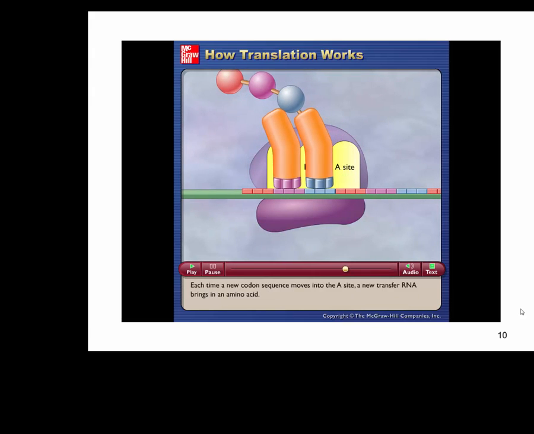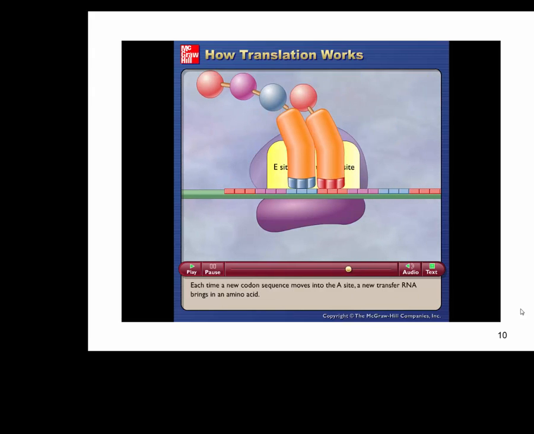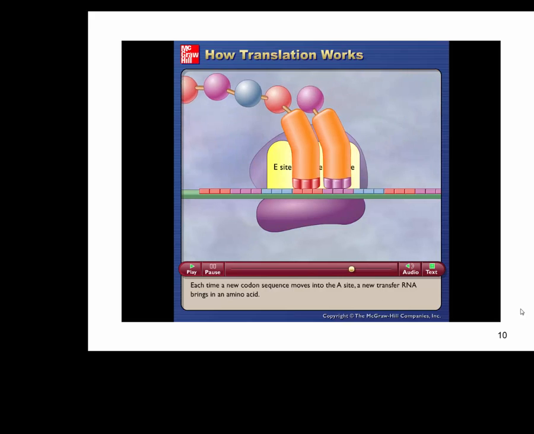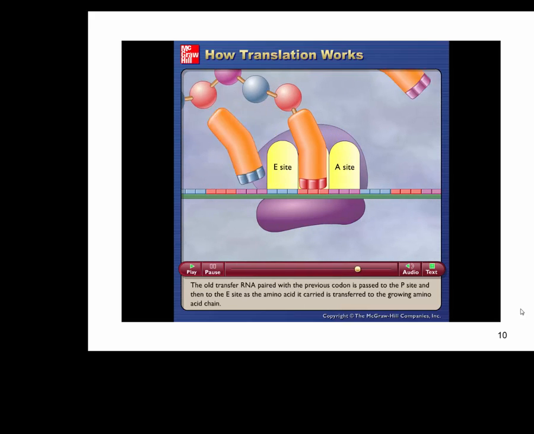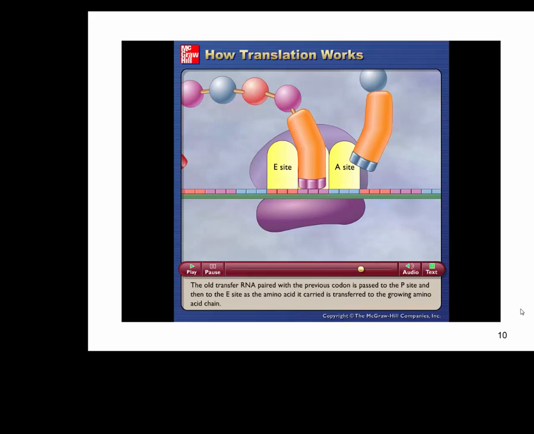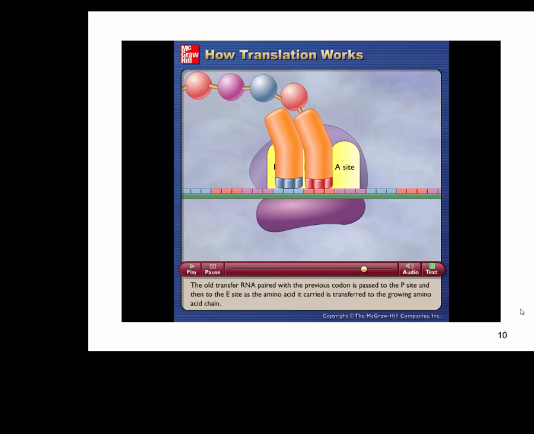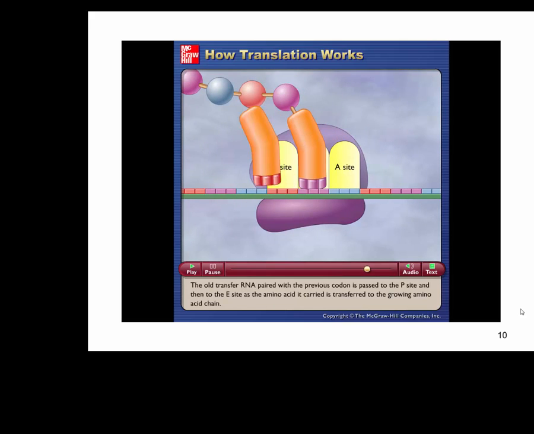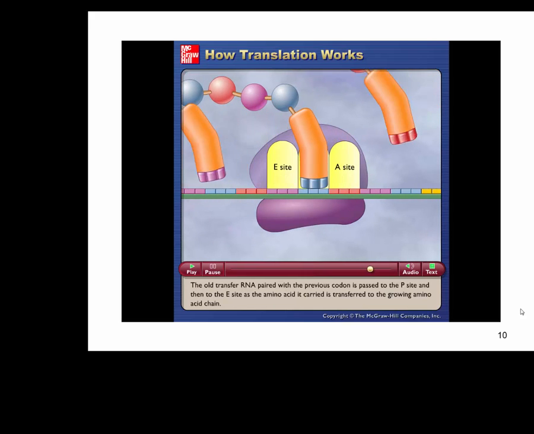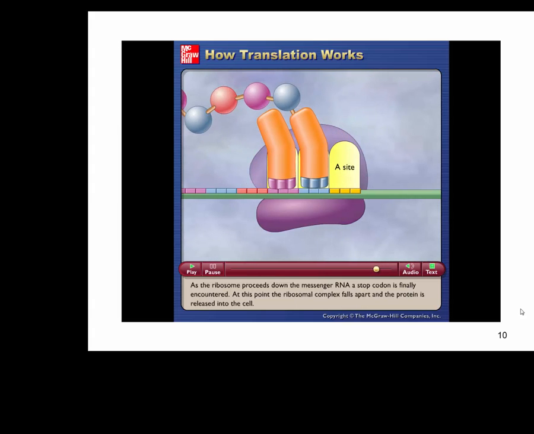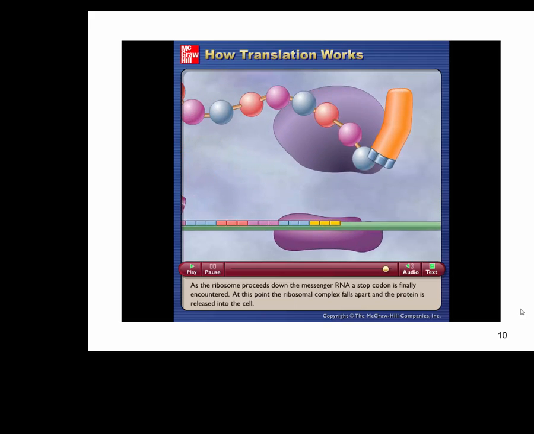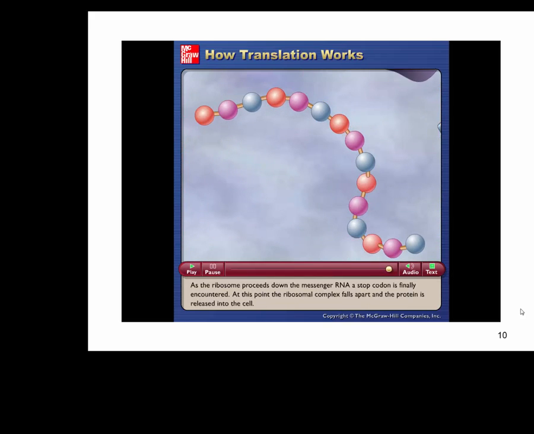Each time a new codon sequence moves into the A site, a new transfer RNA brings in an amino acid. The old transfer RNA, paired with the previous codon, is passed to the P site and then to the E site as the amino acid it carried is transferred to the growing amino acid chain. As the ribosome proceeds down the messenger RNA, a stop codon is finally encountered. At this point, the ribosomal complex falls apart and the protein is released into the cell.